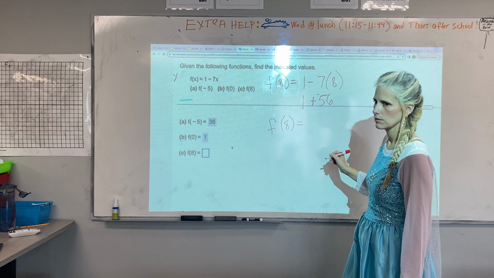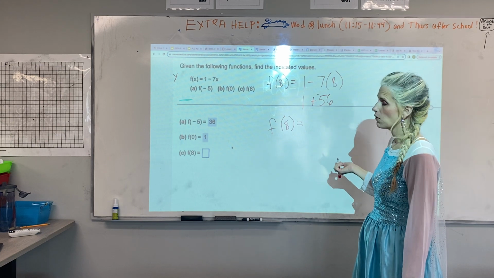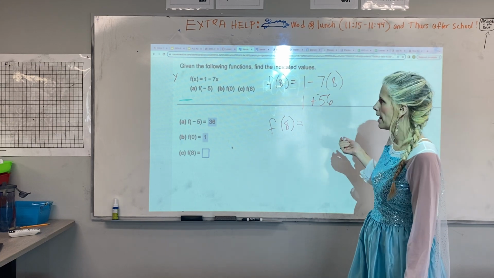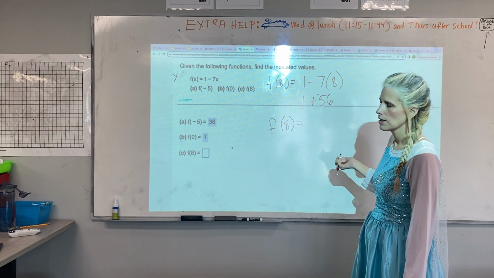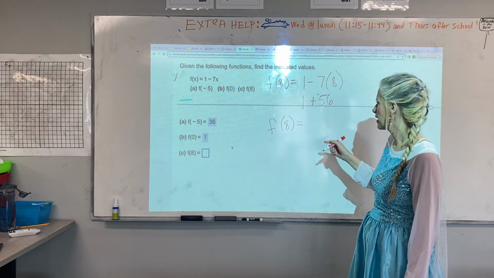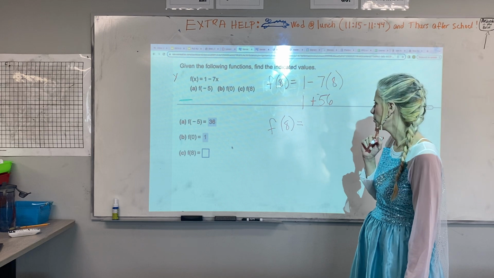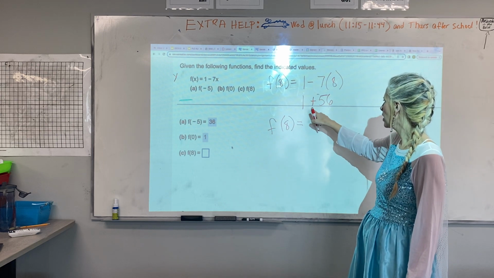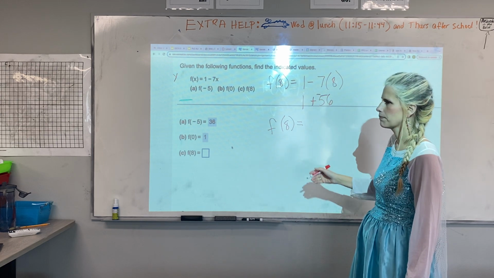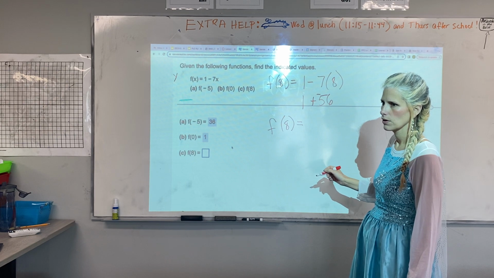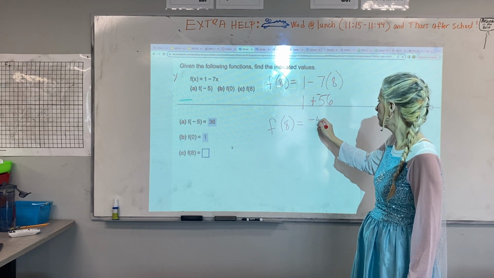Wait, do we have to do it that way this time? That's how I do it every time I have a subtraction problem that's going to cause a problem, like if I'm subtracting a bigger number from a smaller number, yeah. So 1 plus -56 would be what? Yep, -55.